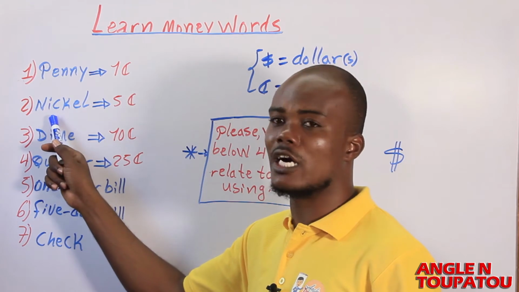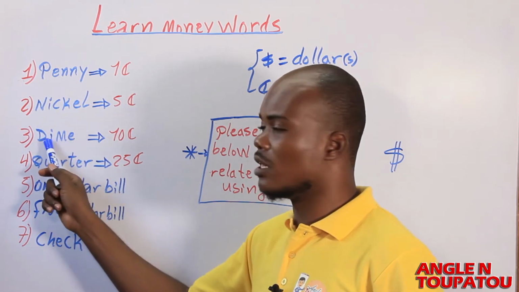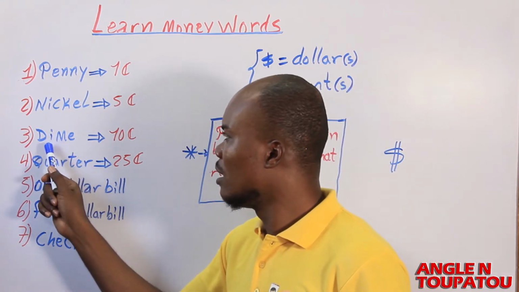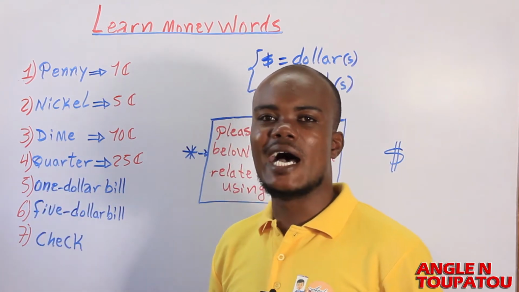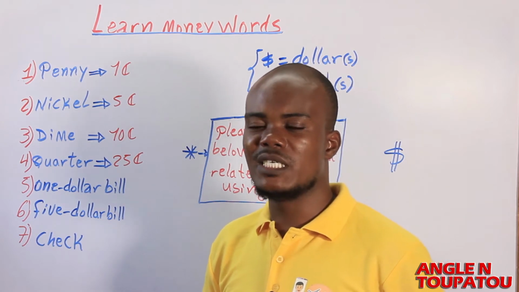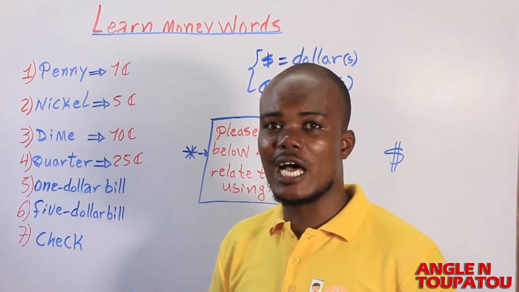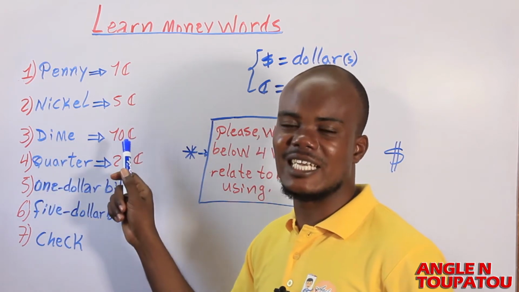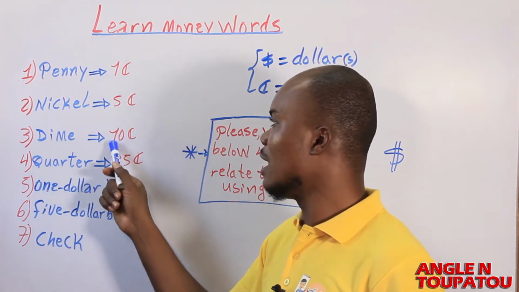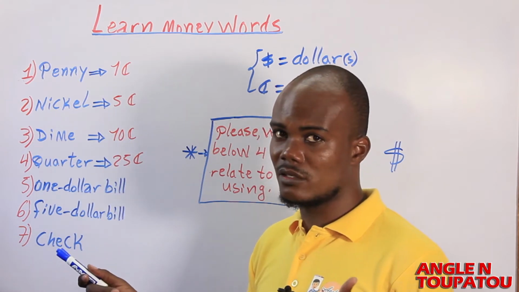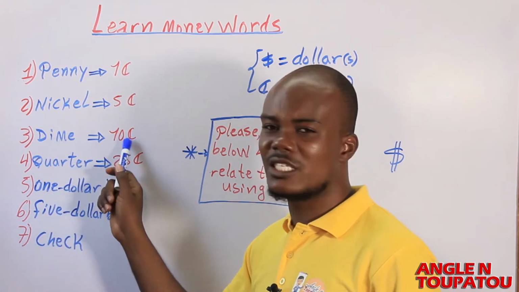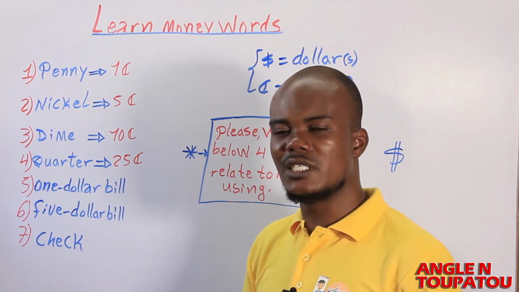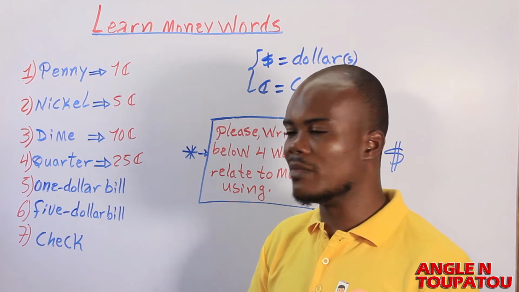Now we're gonna go to the third one. On va aller à la troisième. What it says? It's dime. Dime. Repeat after me. Dime. What is a dime? A dime equals 10 cents. Un dime, il est égal à 10 centimes. All right? Good. 10 centimes, à quoi ça est égal encore? A dime. 10 centimes égal un dime. OK.